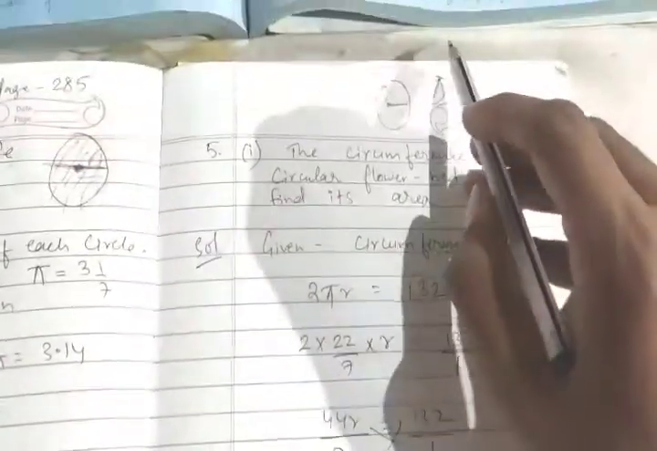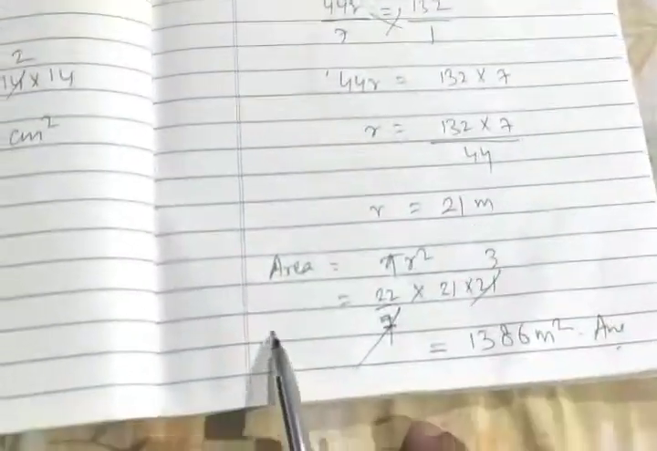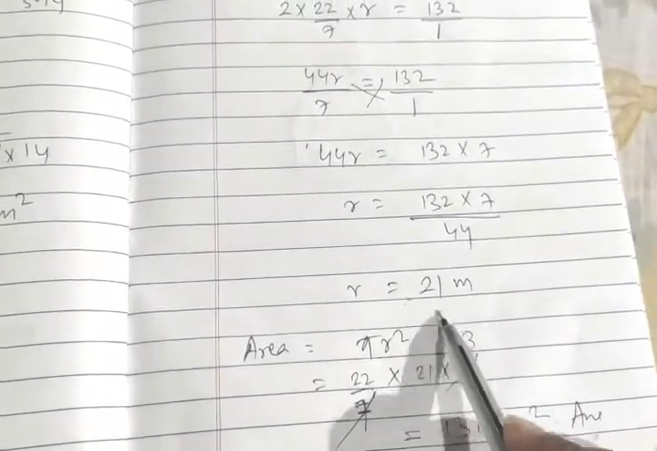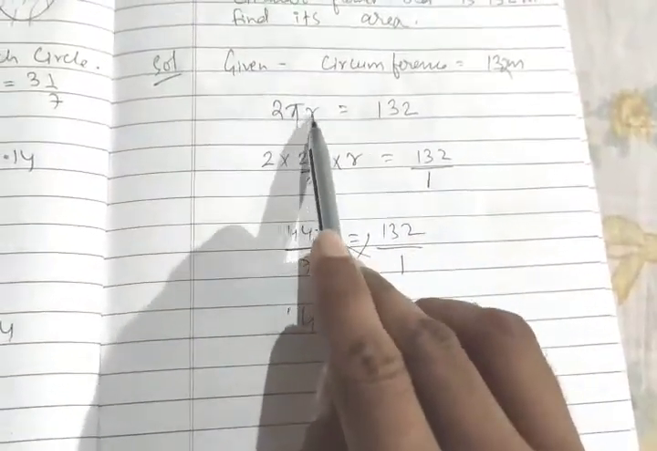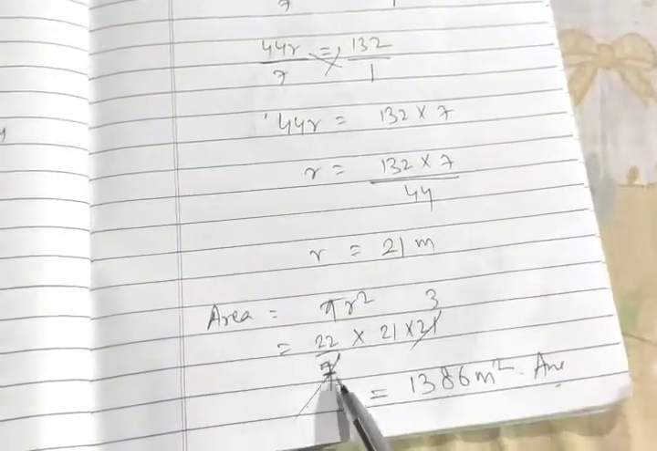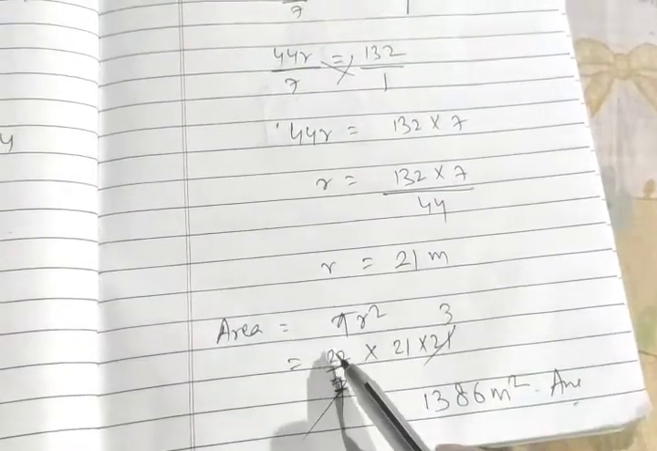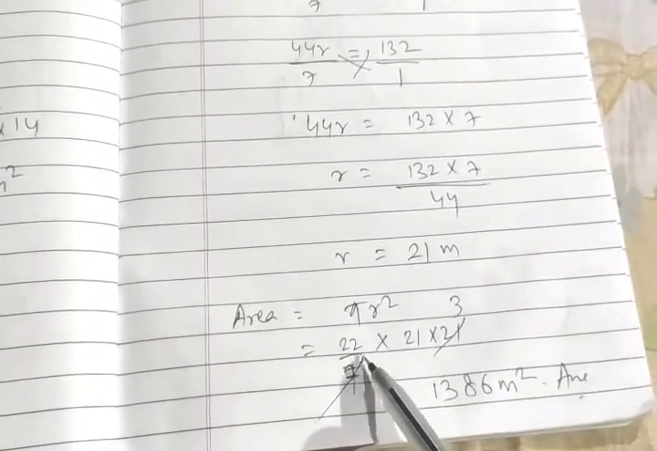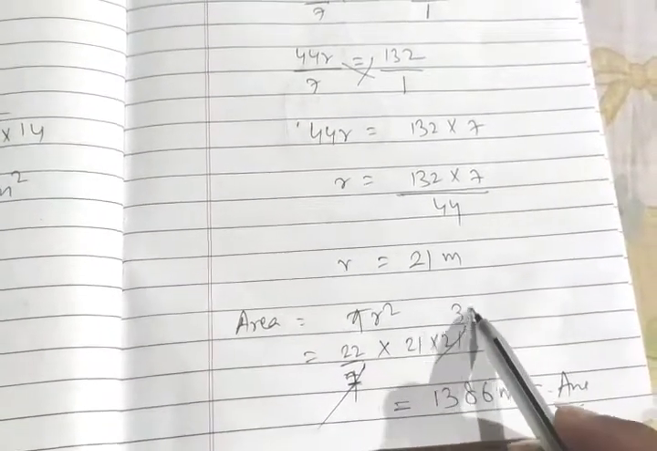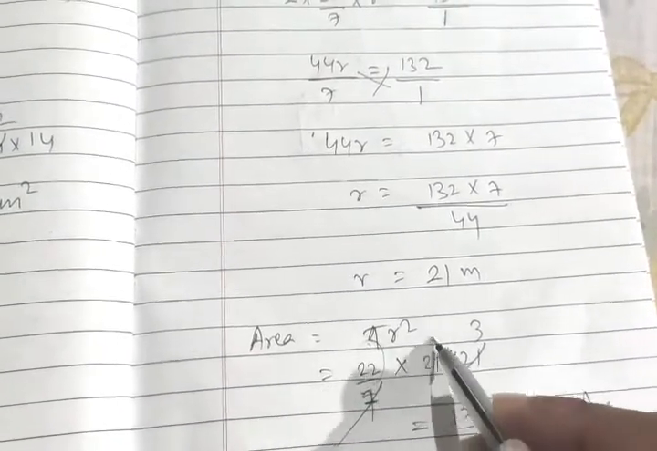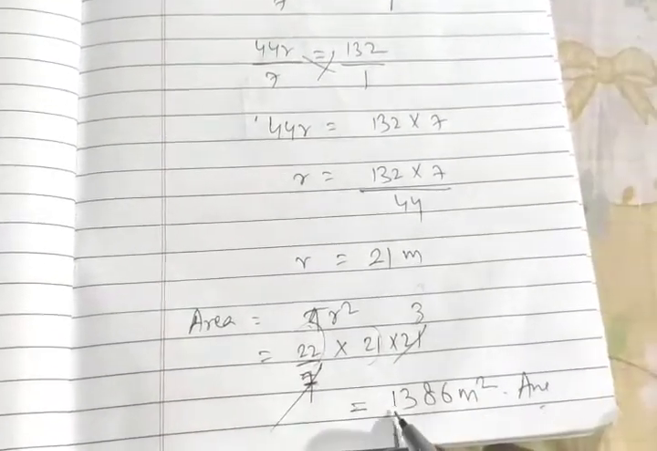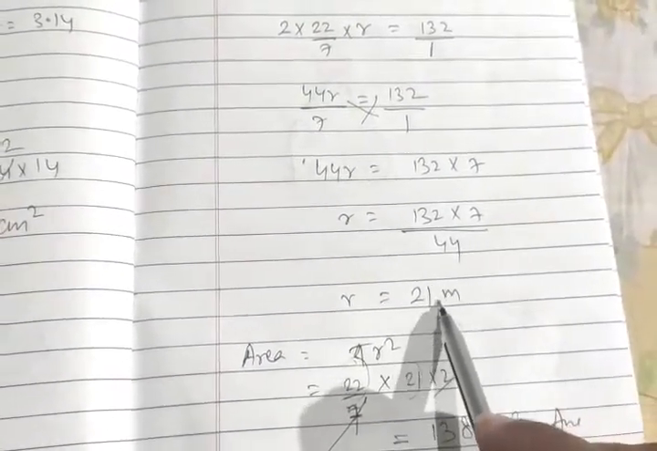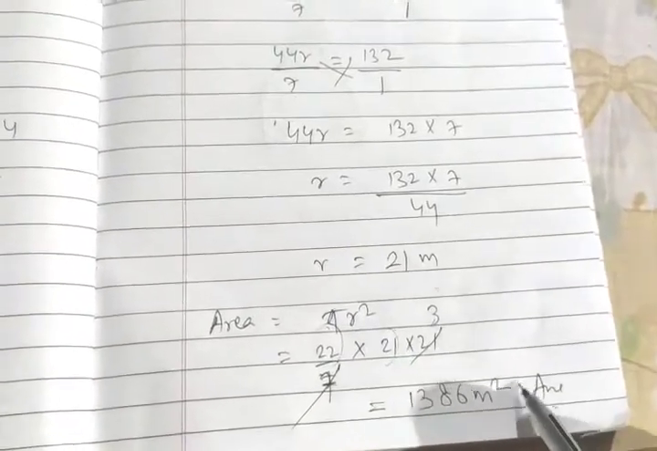Now we can easily substitute the value in the formula, pi r square. So area will be pi r square. The value of pi is 22 by 7, and r we just got is 21 meter. So we put the value of r in the formula: 22 by 7 into 21 into 21. Now we'll cancel 21 with 7. 7 threes are 21. So what is left? 22, 21 and 3. We'll multiply them and get 1386 meter square. Since the radius is in meter, when we find area it becomes meter square.